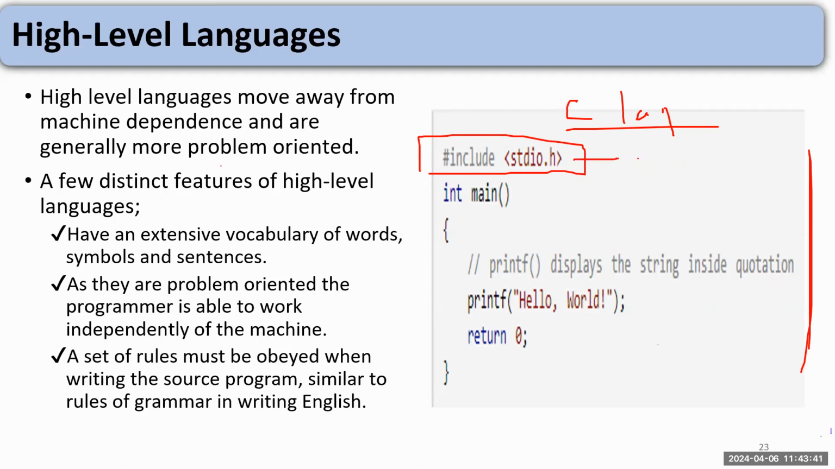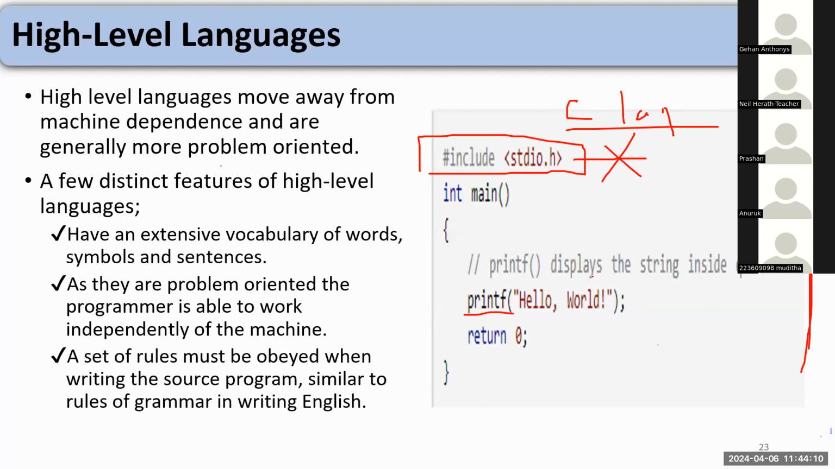So this is what we call the standard input output header file. .h means header file. If you do not put this in, the word printf, this command, cannot be understood by the C language. Therefore, we call this the preprocessor. That means in order for the C language to understand this command, you need to include stdio, where std stands for standard and io means input output.